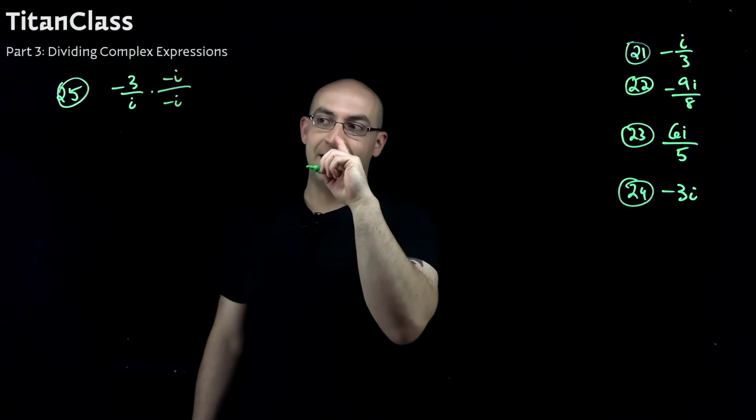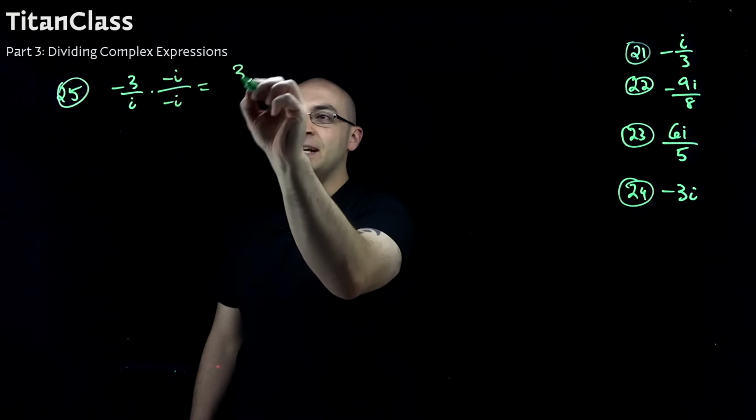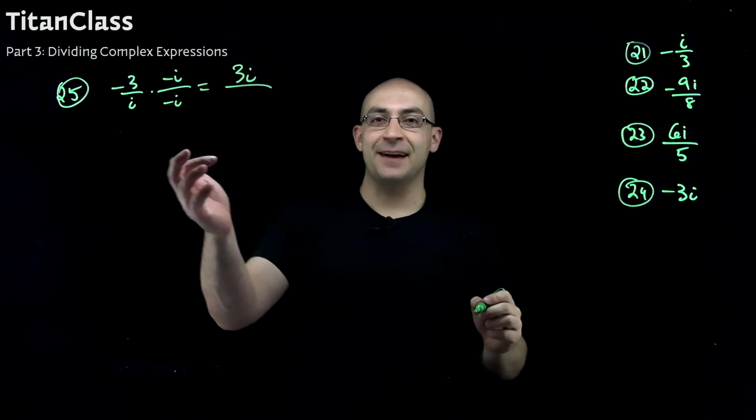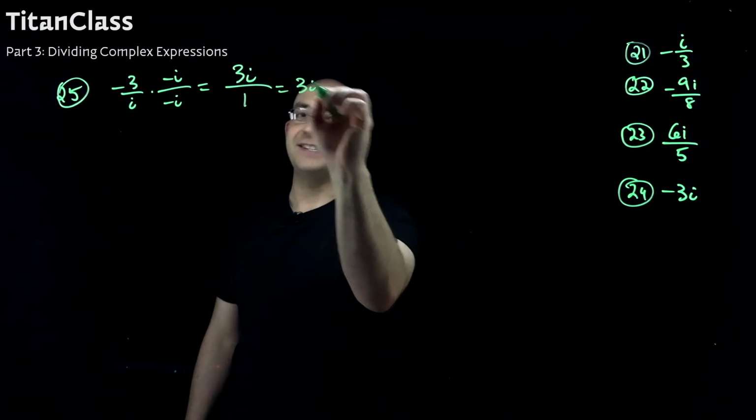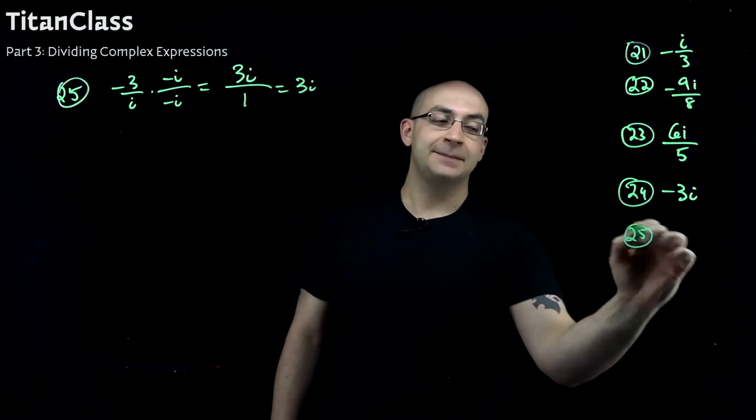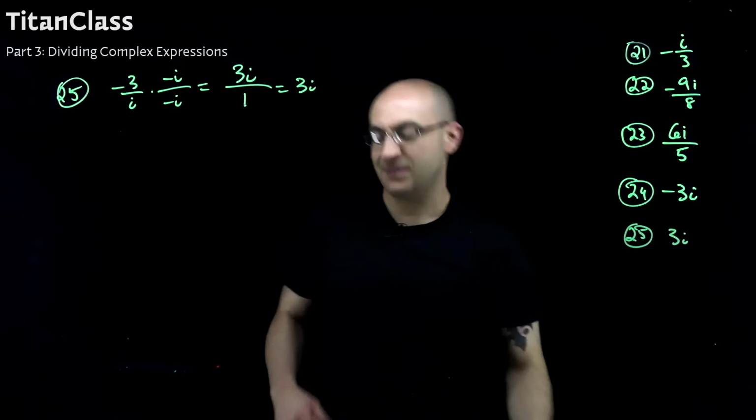All right. This is 3i over, again, negative i squared, which is negative 1 times negative 1, which is 1. So this answer is 3i. I don't have time to make that stuff up.